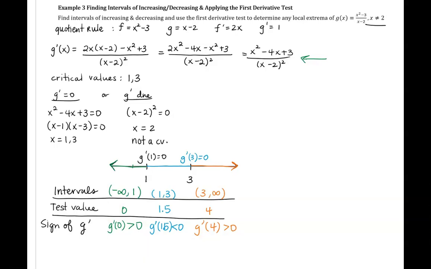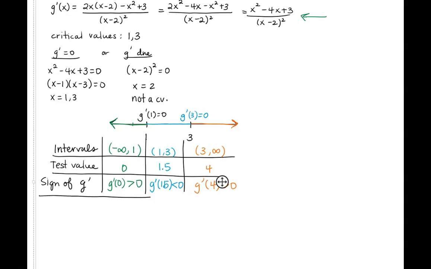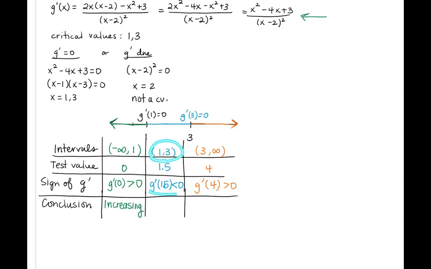So now that we have these signs, we are able to make a conclusion about where the function is increasing and where the function is decreasing. From negative infinity to 1, a derivative greater than 0, a positive derivative, gives us an increasing interval. Between 1 and 3, a negative derivative gives us a decreasing interval. And from 3 to infinity, a positive derivative gives us an increasing interval.